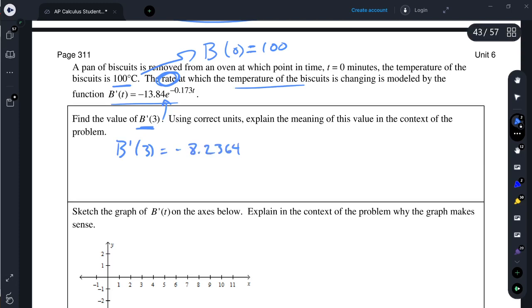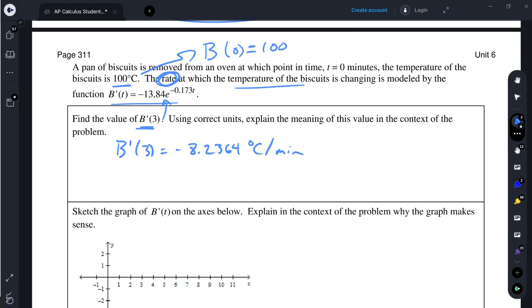-8.2364. They know you're using a calculator, and this will be in degrees Celsius per minute, right? Because it's the rate. And it says explain what this means. So what this means is that the temperature of the biscuits is decreasing by 8.263 degrees Celsius per minute. But if you don't want to use the word decreasing, you can just say they're changing, right?